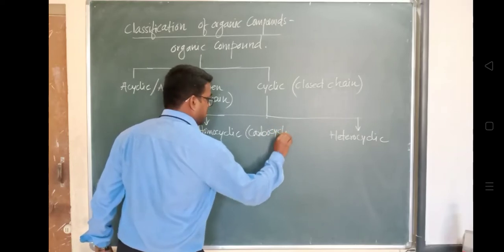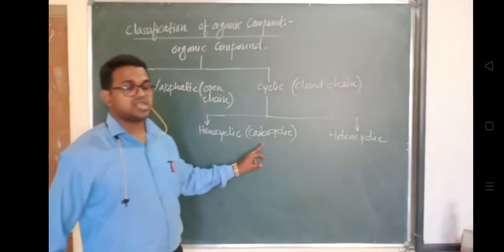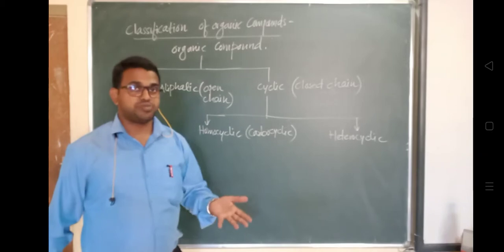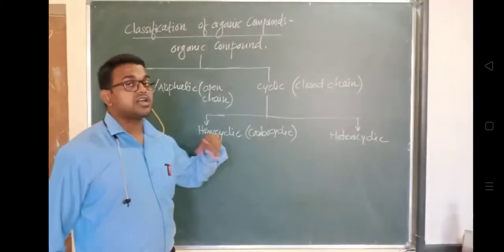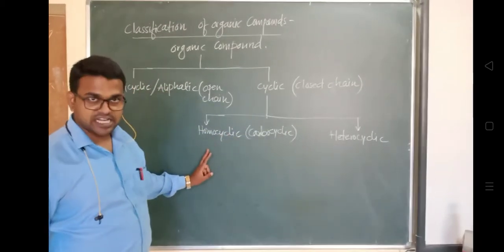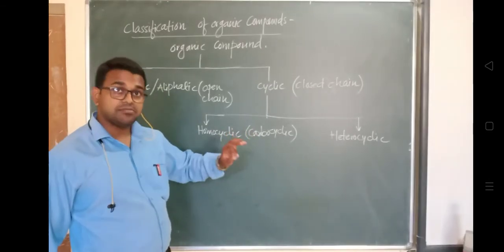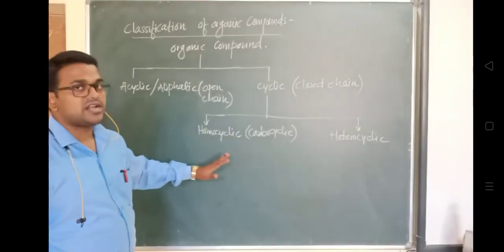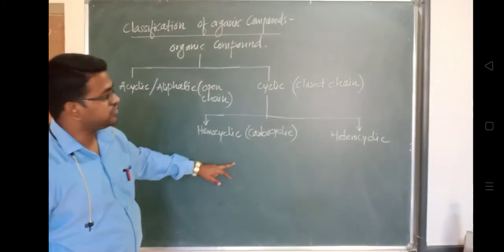Homocyclic is called carbocyclic because only carbon atoms are present. That's why another name for homocyclic is carbocyclic. There is no other atom present in homocyclic. Homo means same, hetero means different. So only carbon atoms will take part in this kind of cyclic compound, which is a closed chain.